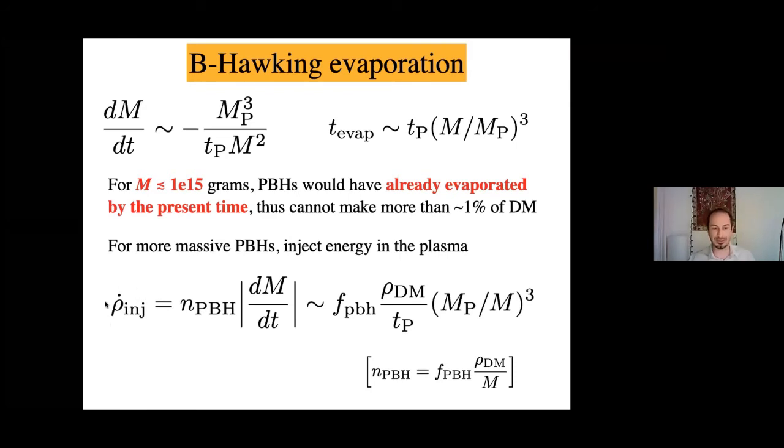The rate of energy injection per unit time, per unit volume, will be the number density of primordial black holes times the rest mass energy that they evaporate per unit time. And so this is just the fraction of dark matter in primordial black holes times the density of dark matter divided by the mass of the PBH. And so plugging this in, you get this equation here.